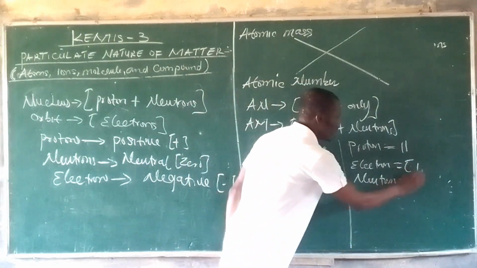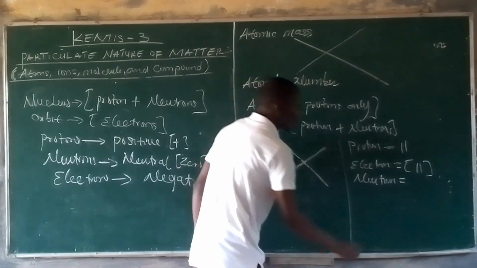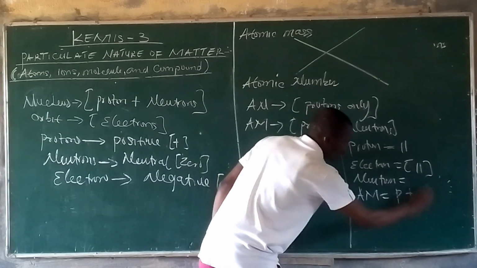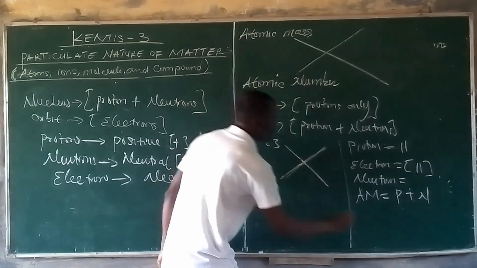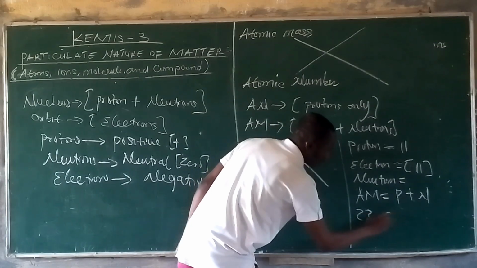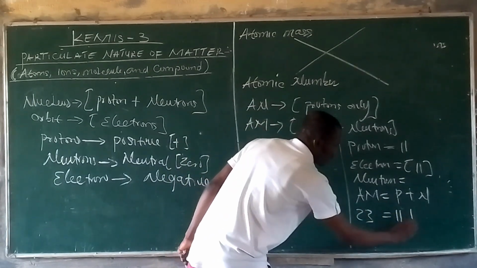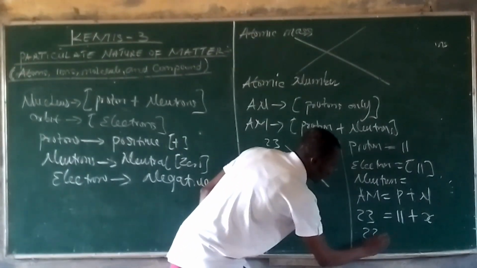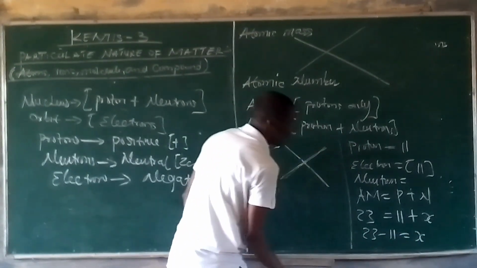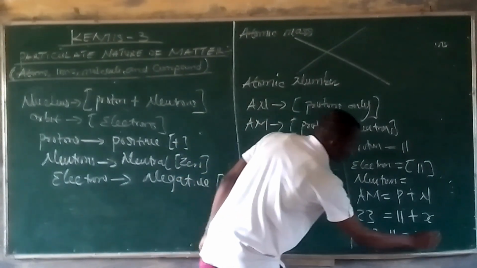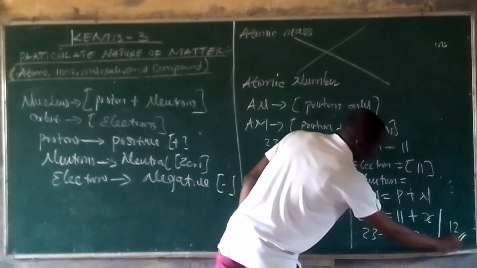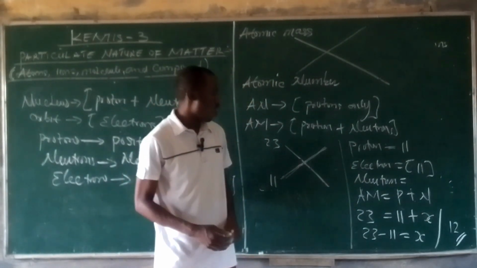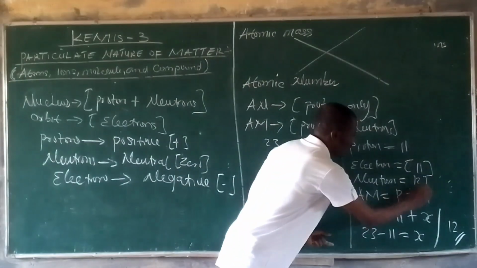And definitely the electron will be 11. Meanwhile, for the number of neutrons, atomic mass is equal to proton plus neutron. If the atomic mass of this element is 23, the number of protons is 11, and the number of neutrons we don't know, so we put x. Then 23 minus 11 is equal to x. Definitely 23 minus 11 should give me 12. So 23 minus 11 is 12. That is the number of neutrons. So this should be 12.